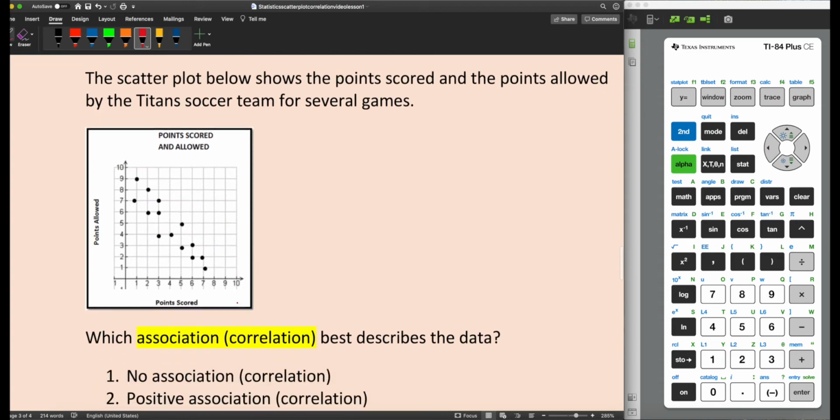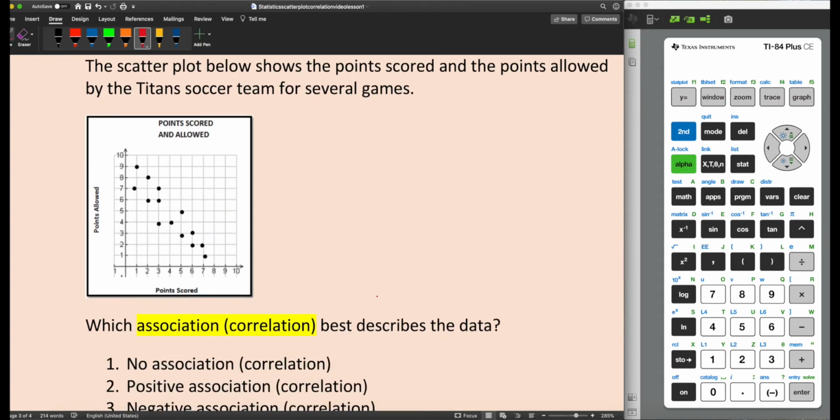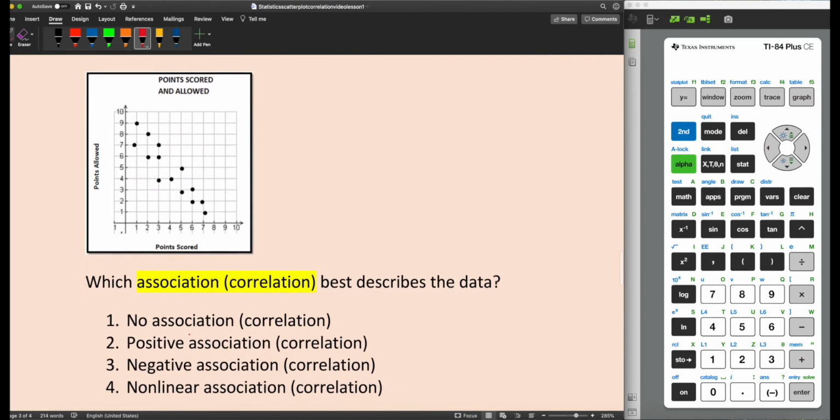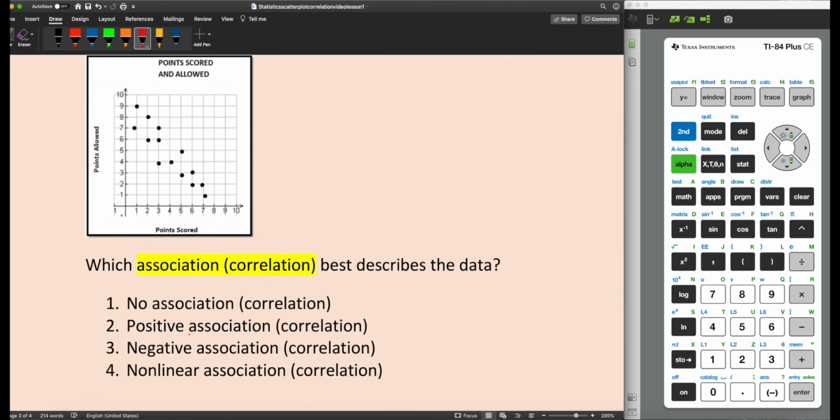Regents question 1. The scatter plot below shows the points scored and the points allowed by the Titans soccer team for several games. Which, and now notice what the Regents does here, sometimes they will use the word association. Guys, association is the same exact thing as correlation. It's just their way to try to throw you off a little bit. Which association best describes the data?